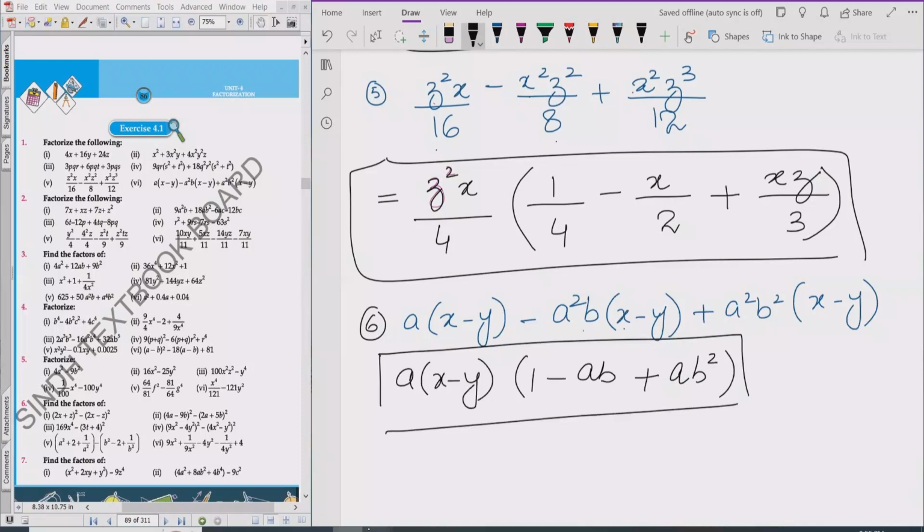So I hope you understood very well how we can solve the common factor in all terms if we have a polynomial expression.